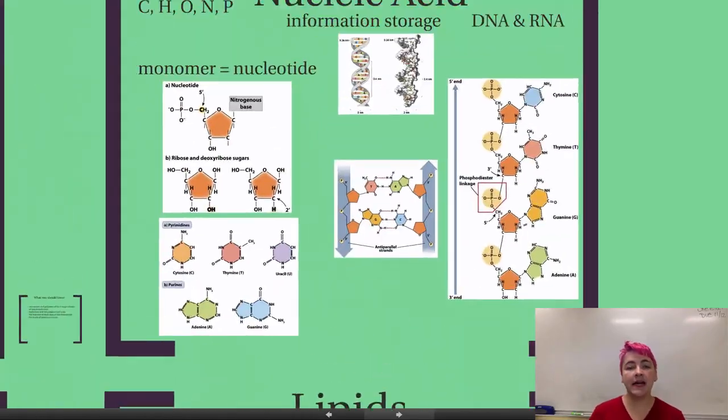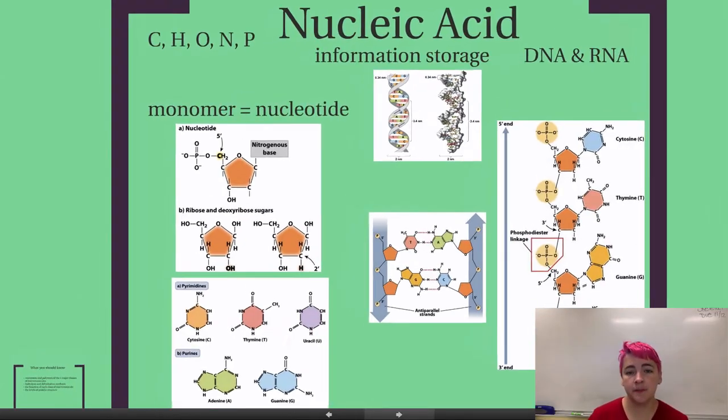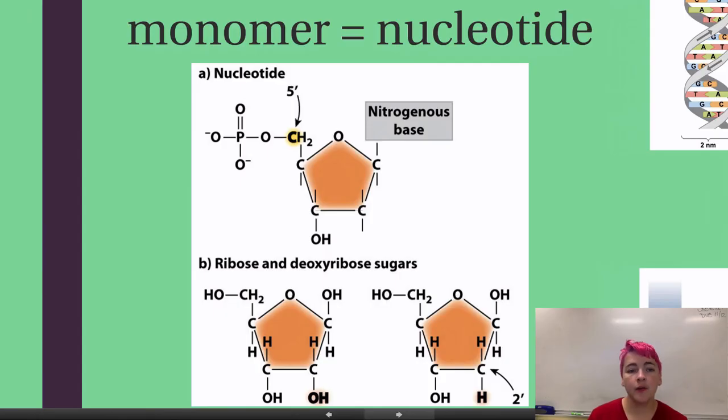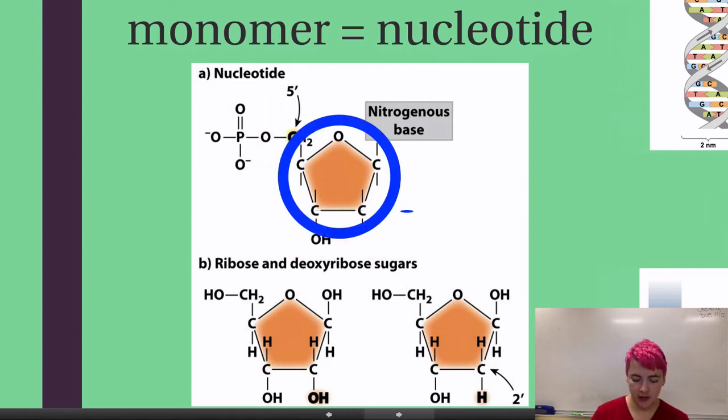And then we have nucleic acids. Nucleic acids are our information storage, DNA and RNA. The main elements are carbon, hydrogen, oxygen, nitrogen, and phosphorus. The monomer would be a nucleotide. A nucleotide consists of 3 parts. We have a phosphate group, we have a sugar, and then we have the nitrogen base.